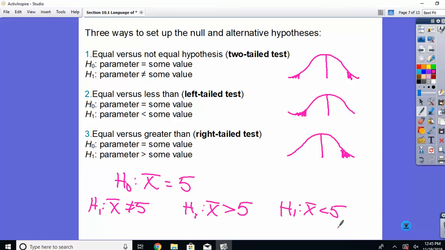Sometimes we might just hear that term two-tailed or right-tailed or left-tailed. Two-tailed just means it can't be equal, so it's bigger or smaller. Right-tailed is bigger, left-tailed is smaller. Any questions so far?